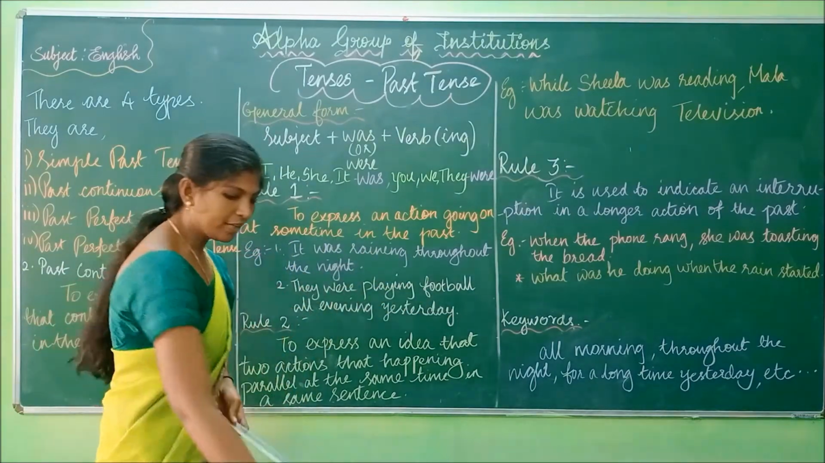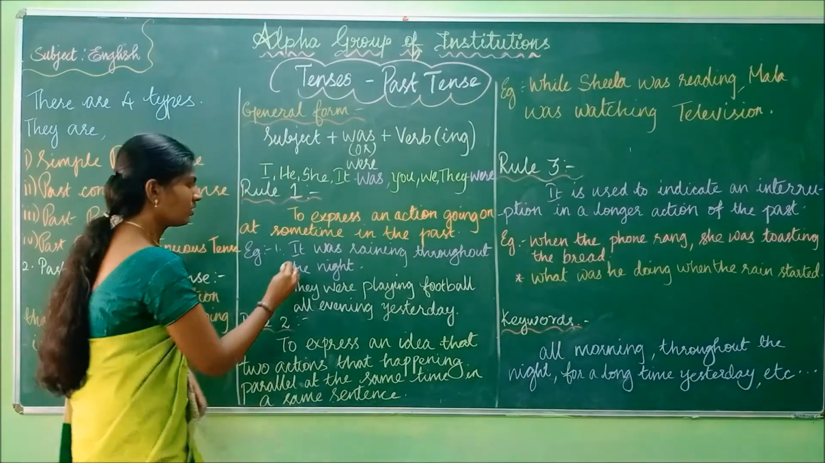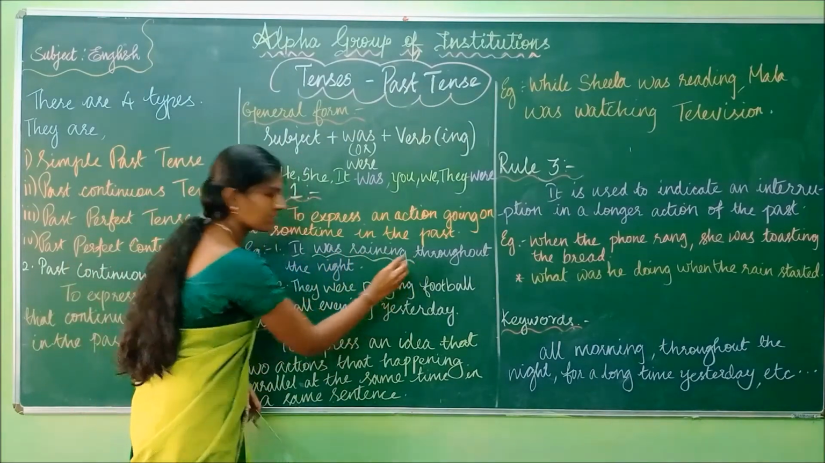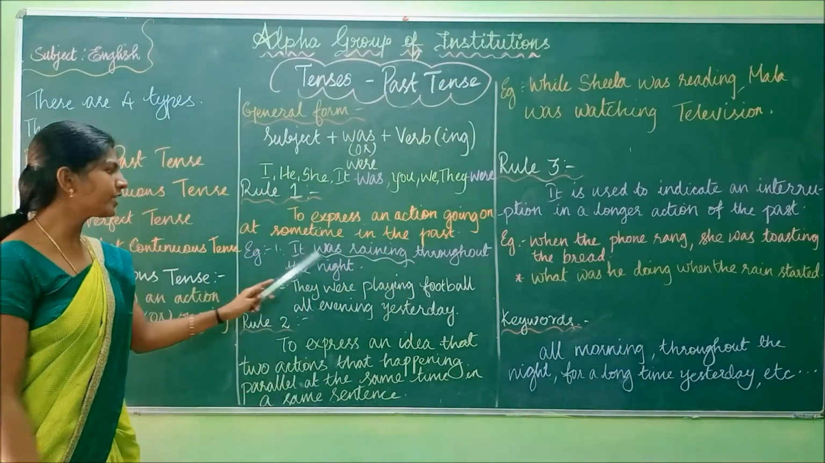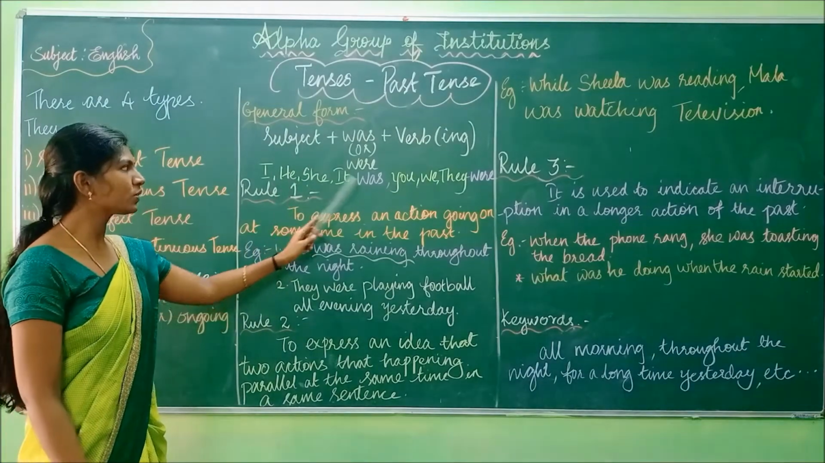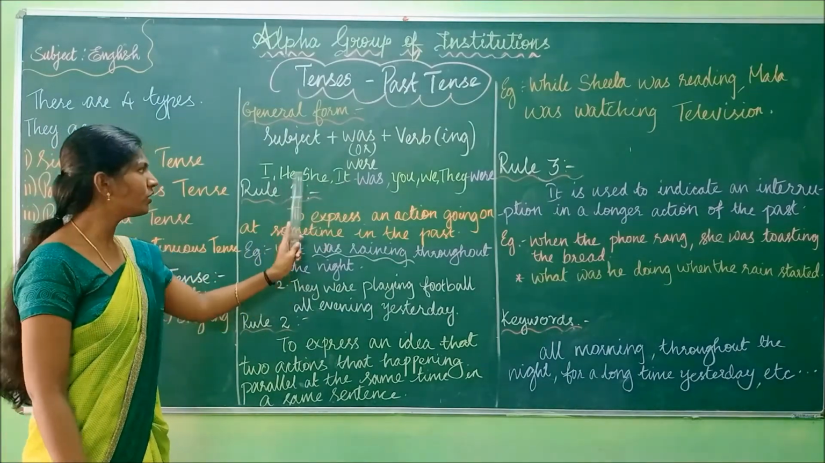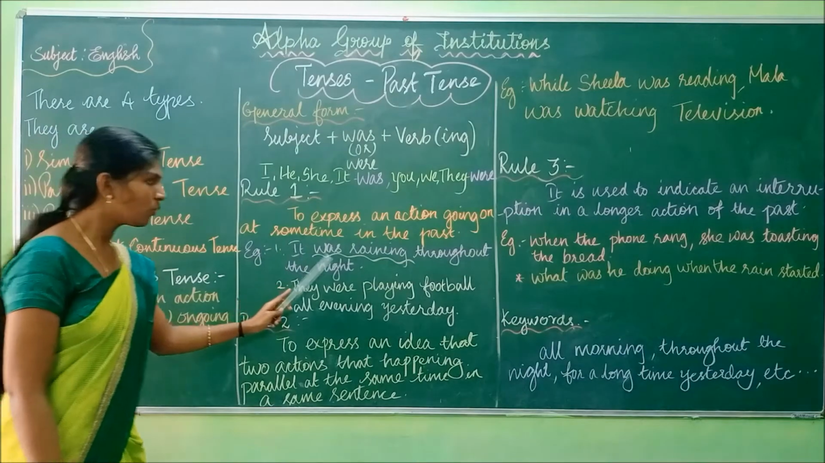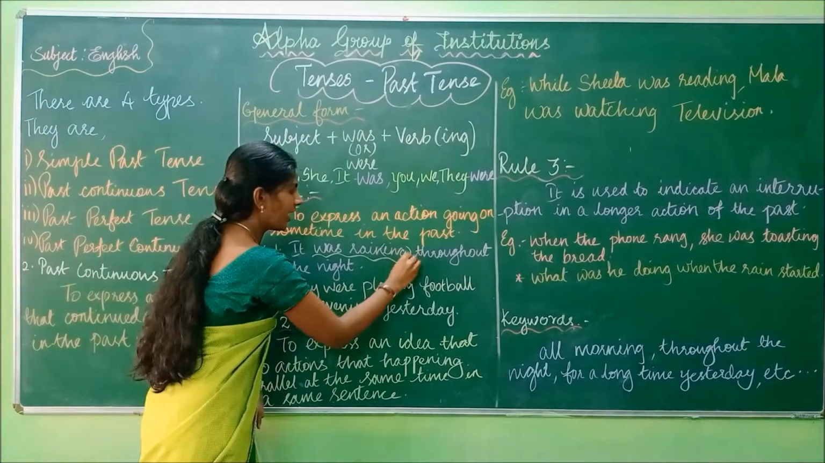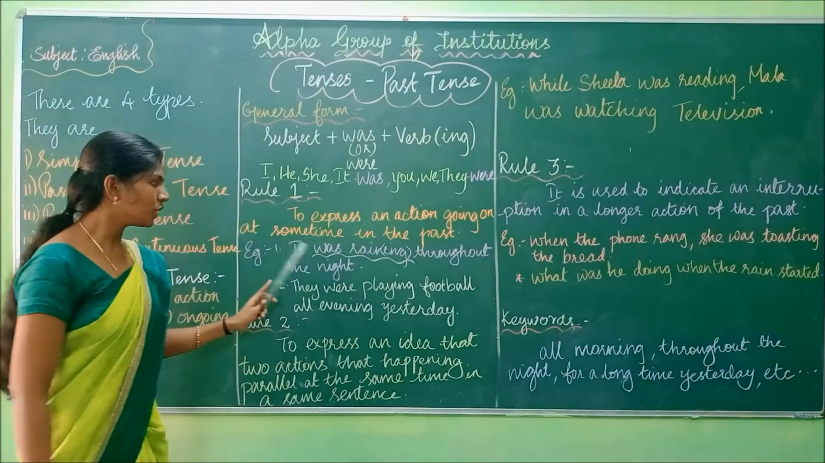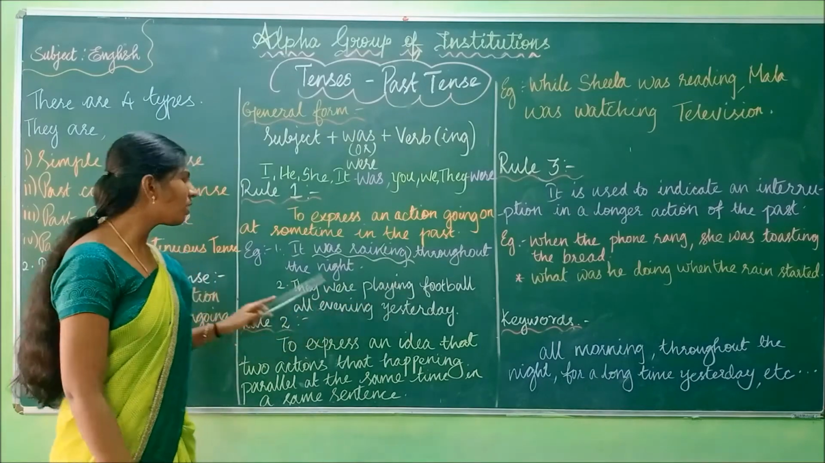See the past verbs, it was. We use was for I, he, she, it. So it was, and here action verb with ing. It was raining throughout the night.